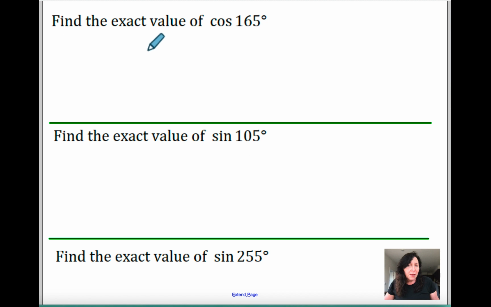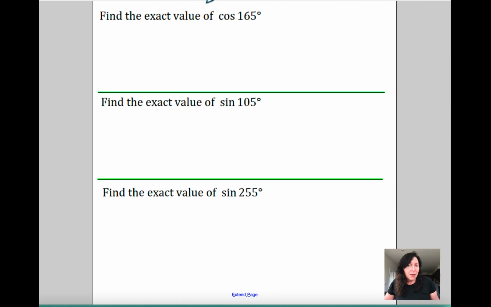Our job here is to find the exact value of cosine of 165, sine of 105, and sine of 255. So these are just angle sum and differences, right? I want to try to make 165. I'm thinking, what am I going to do? 120 plus 45. 45, 55, 65. Yeah, that works.